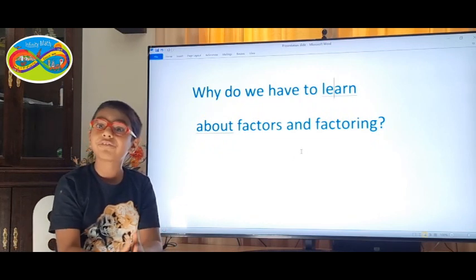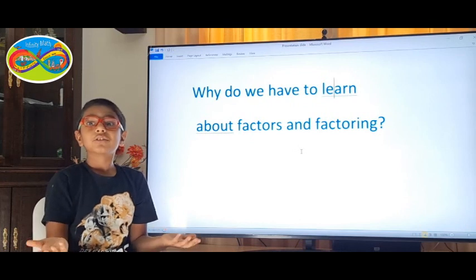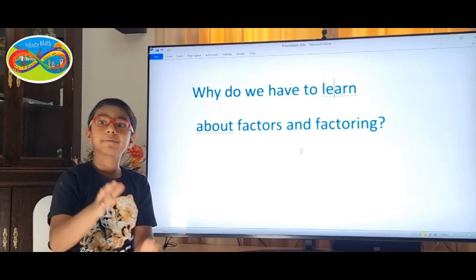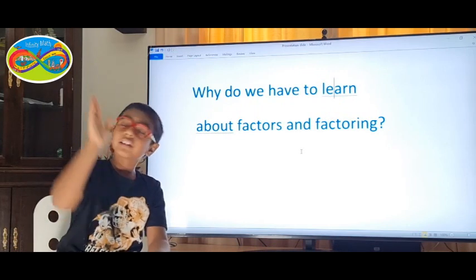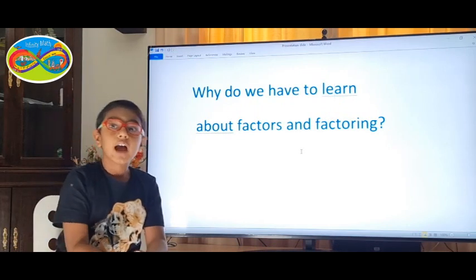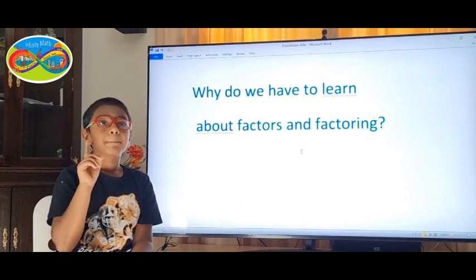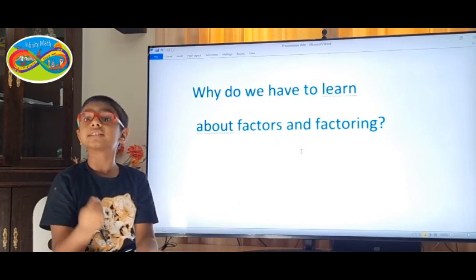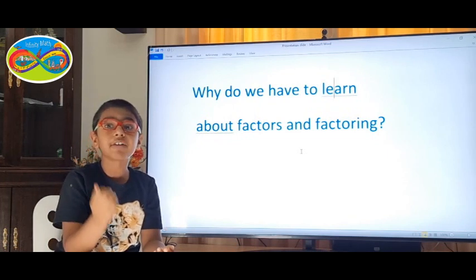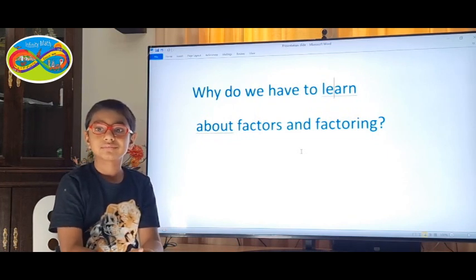And factoring is nothing but doing a division test with different integers. As well, in higher grades, you have to simplify fractions, decimals, and equations. And to learn how to simplify, you have to know factors.